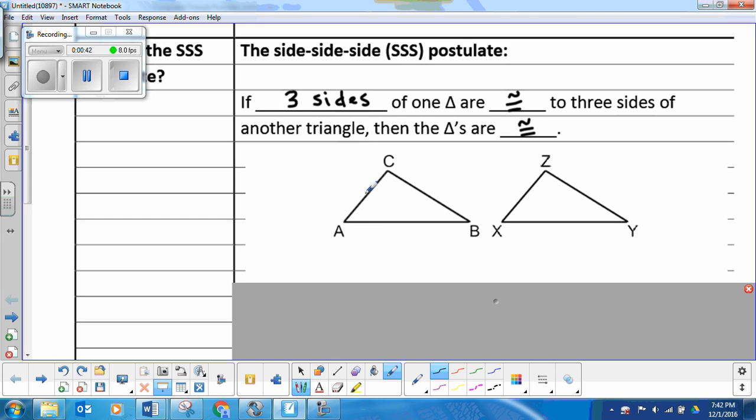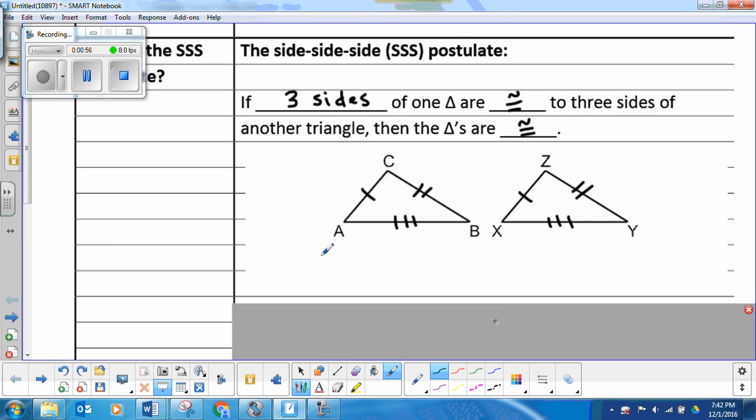If I know that side AC is congruent to XC, and that CB is congruent to ZY, and that AB is congruent to XY, then I can say I've got a proving mechanism that by the side, side, side postulate, I'd have two triangles congruent to each other. And let's write our congruency statement.